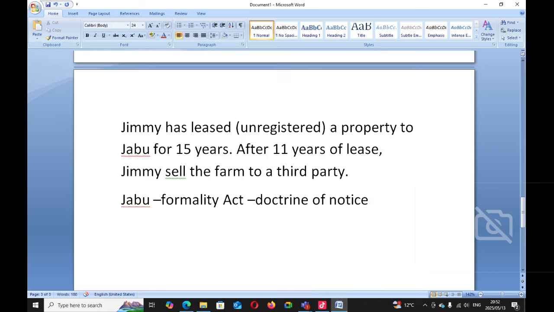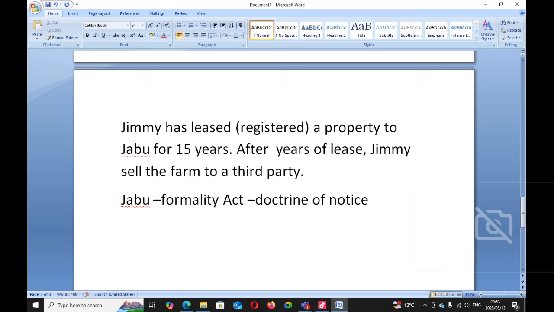Okay. Now, let's just assume that the lease has been registered. They have a lease of 15 years. After 5 years of lease, Jimmy sells the farm to a third party. And the question is whether lease override sale is applicable or not.